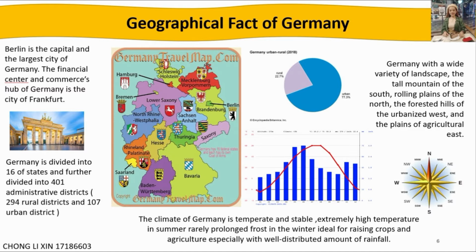Next, let's move on to landscape. Germany is a country with a wide variety of landscapes. There are the tall mountains of the south, rolling plains of the north, the forested hills of the central region, and the plains of agriculture in the east.